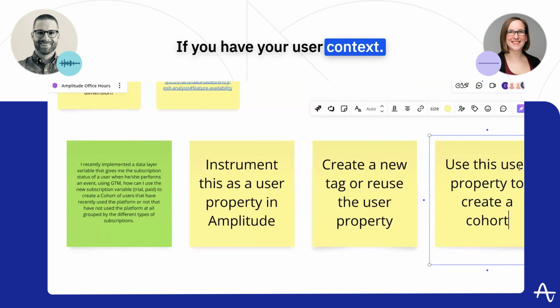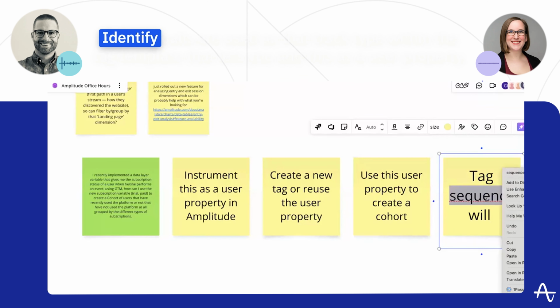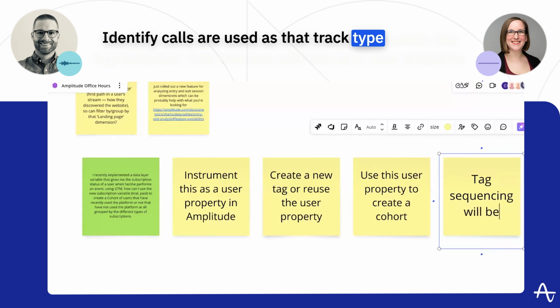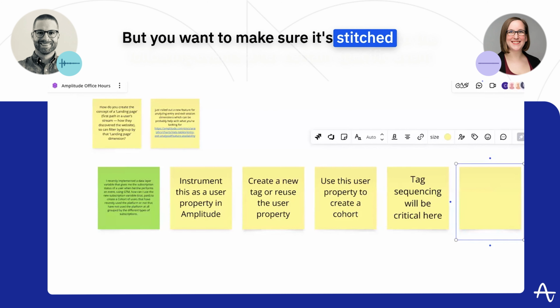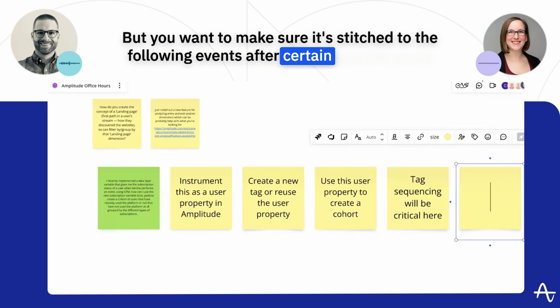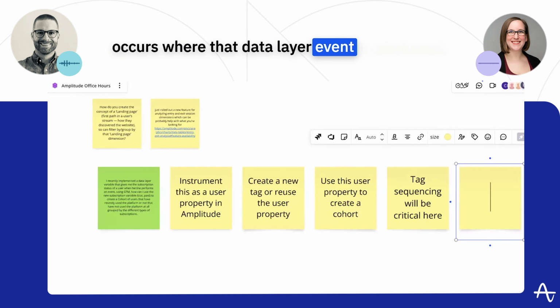If you have your user context, your subscription level, identify calls are used as that track type within the tag template to let you add this as a user property. But you want to make sure it's stitched to the following events after a certain specific event occurs or when that data layer event is attributed.